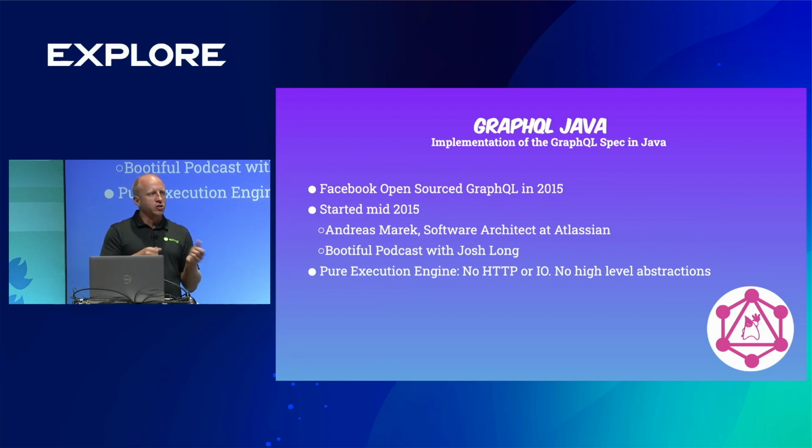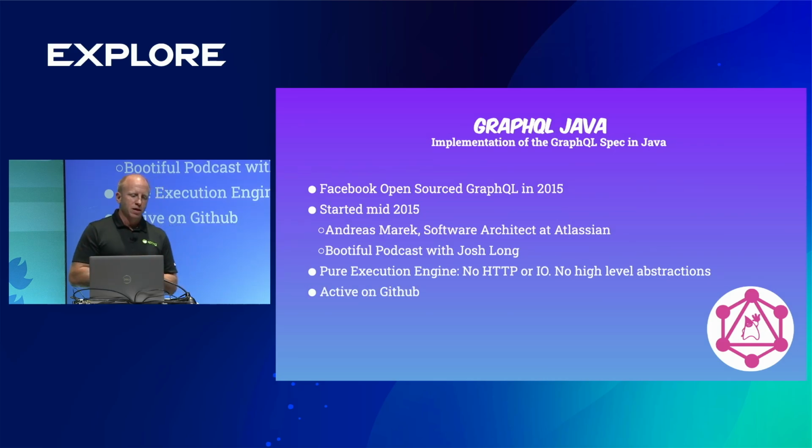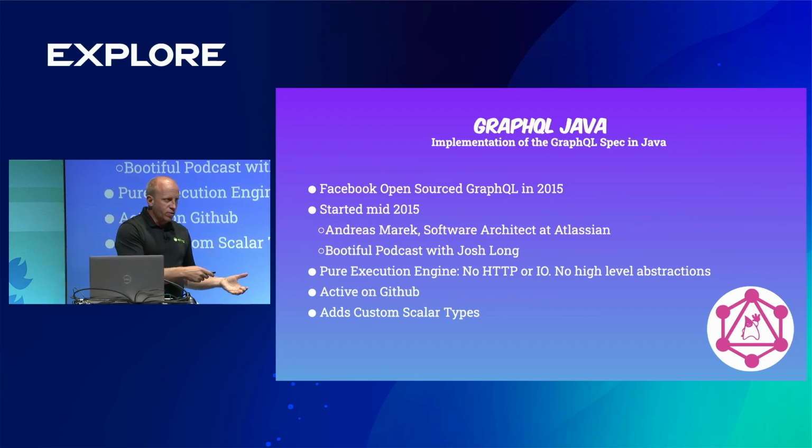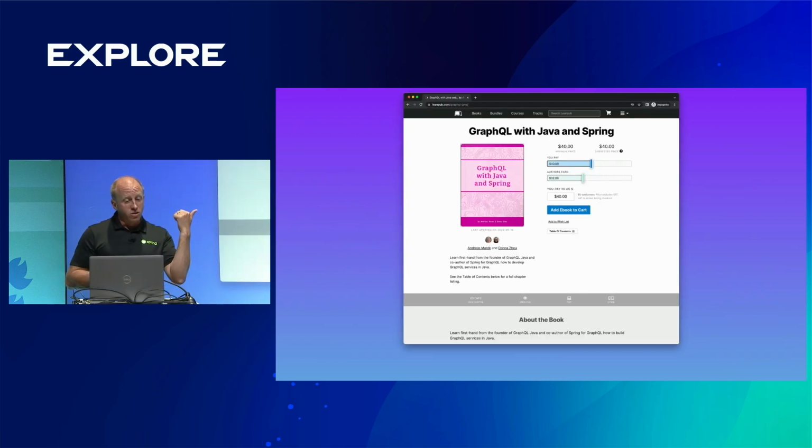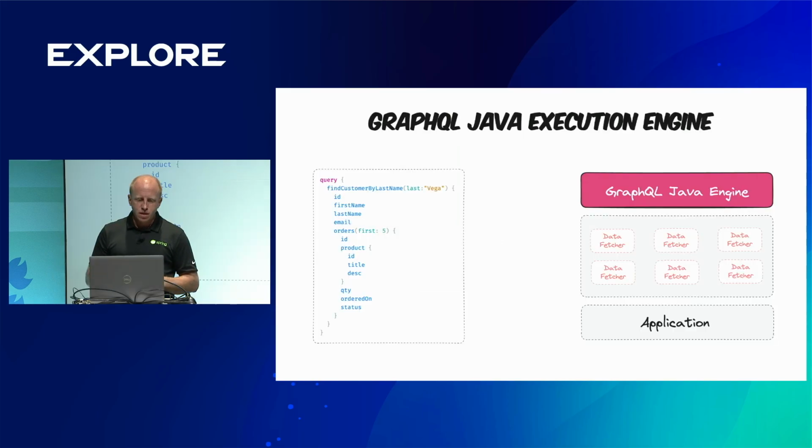This is a pure execution engine of those queries that we're writing, but it doesn't provide any transport layer. There's no HTTP, there's no IO. It's just kind of that execution engine. Very active on GitHub. This is what adds those custom scalar types. So because we have GraphQL Java, if we need to define a custom type like a date or a date time, we get those available to us. You can learn more about it at graphql-java.com. There's also a really good book written by Andy and his coworker, GraphQL with Java and Spring, if you're interested in checking that out. So again, GraphQL Java is a pure execution engine.